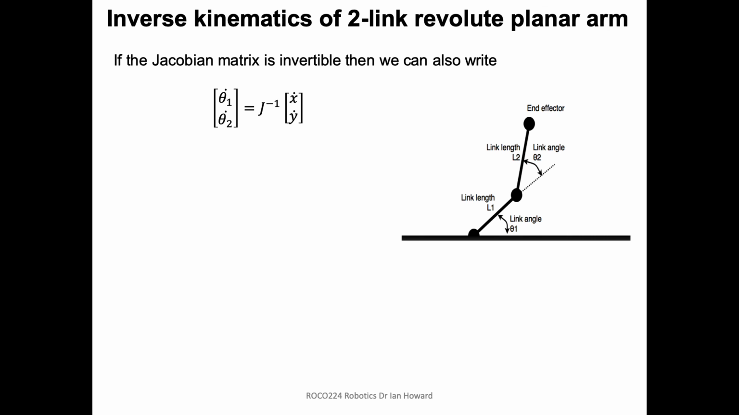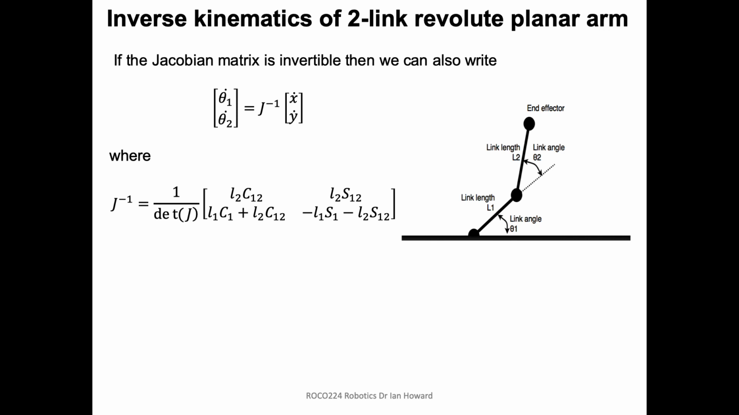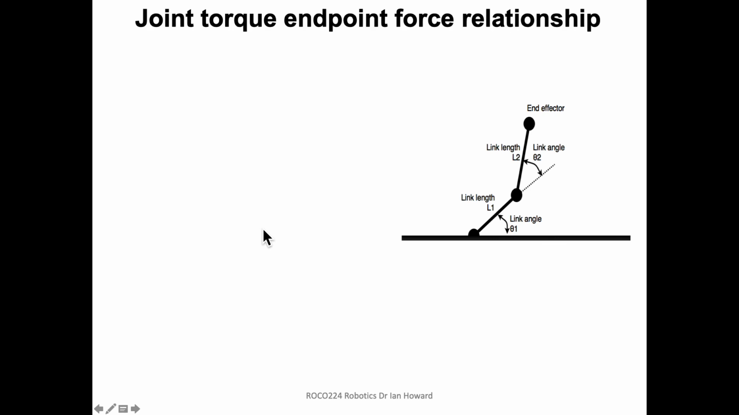If we have an invertible Jacobian matrix, then we can also calculate the angular velocities given the endpoint velocity. So we could say, if you want to move the robot at a certain speed at its endpoint, you can work out how fast the joints have got to be turning round. And in this case, of course, what we have to do is calculate the inverse of the Jacobian matrix. So you switch over the A and D terms, and you change the sign of the others, and then you divide by the determinant. And in this case, the determinant is just going to be A times D minus B times C, as it always is.